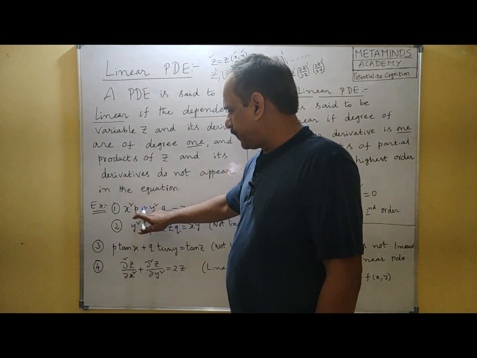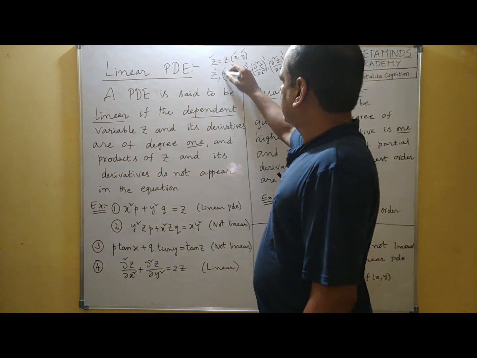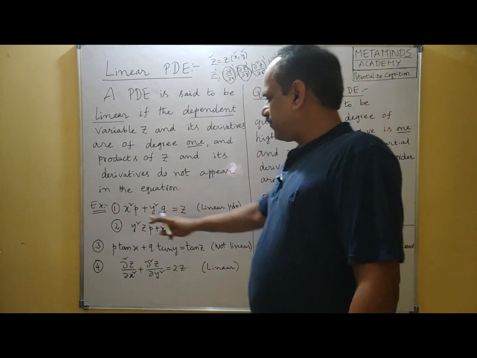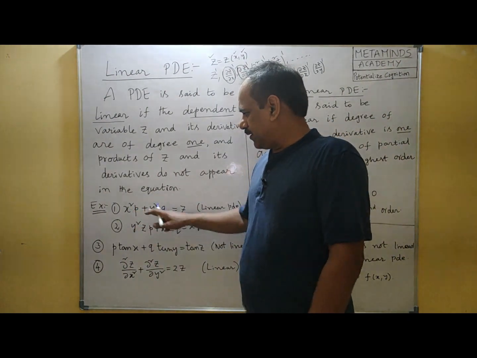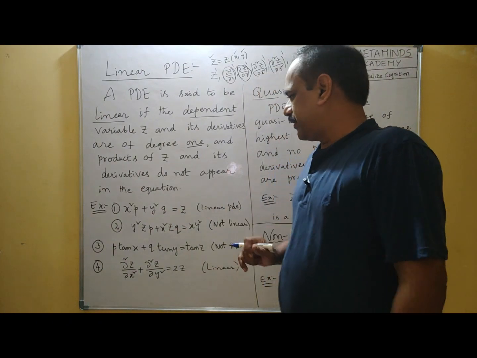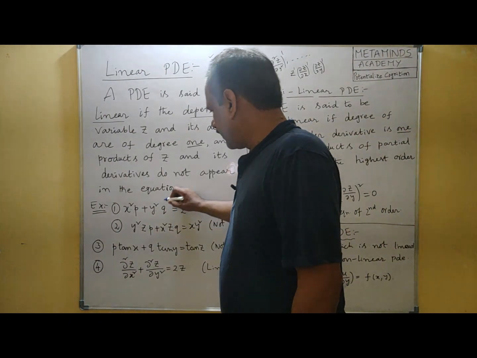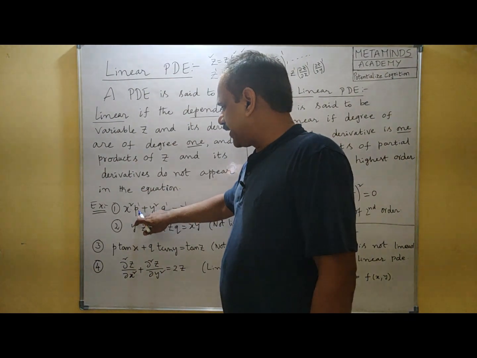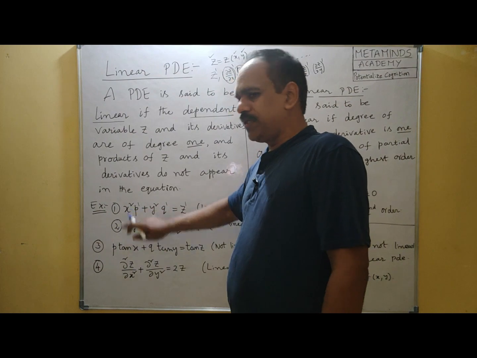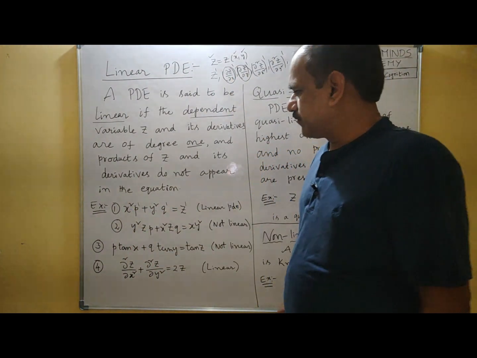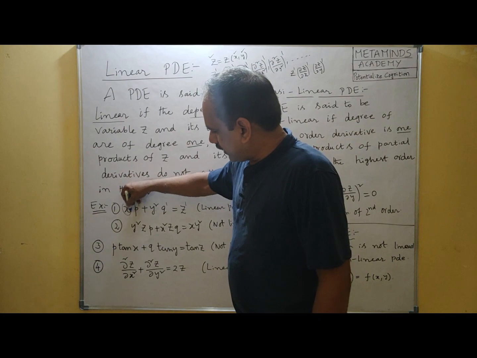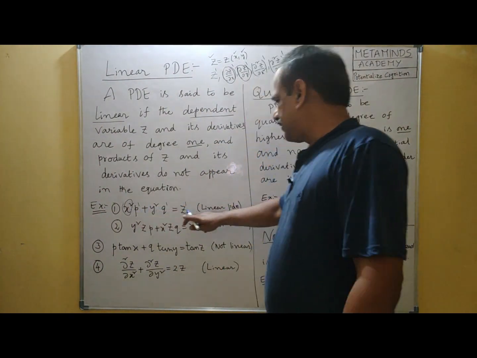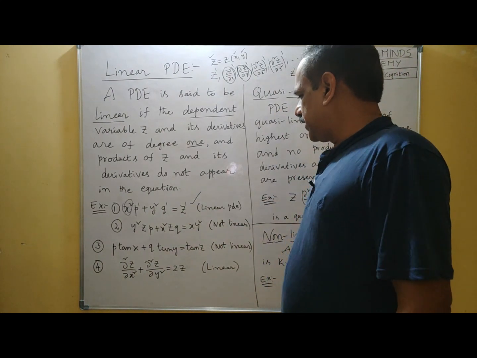Here you have x square into p. What is p? P is dou z by dou x. We call dou z by dou x as p, dou z by dou y as q. So therefore it is x square into dou z by dou x plus y square into dou z by dou y equal to z. So here the degree of z is 1, the degree of q is 1, the degree of p is 1. Right? So the degree of this entire term x square into p is also considered to be 1. That means we neglect the x square degree. Okay. So that is how this is considered to be a linear partial differential equation.